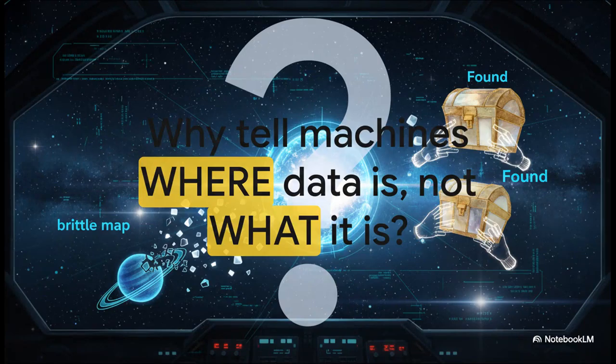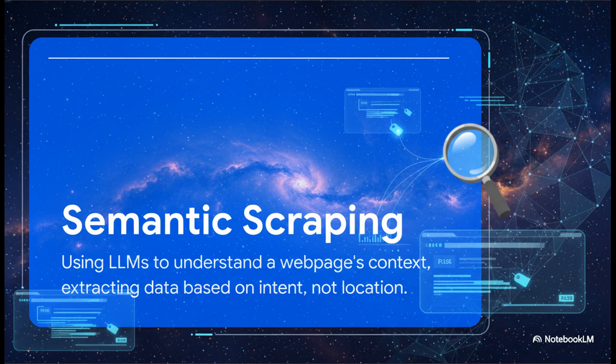Now, this is the question that changes everything. Seriously, think about it for a second. For years, we've been obsessed with location, the XPath, the CSS selector. We've been giving the machine a brittle, fragile map. What if, instead, we just describe the treasure we were looking for and let the machine figure out how to find it? And that leads us to semantic scraping.